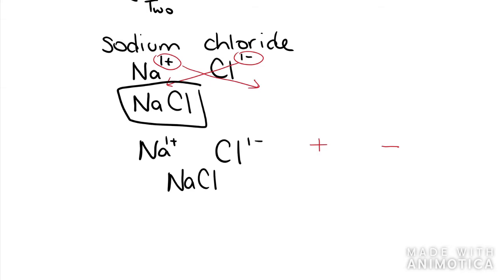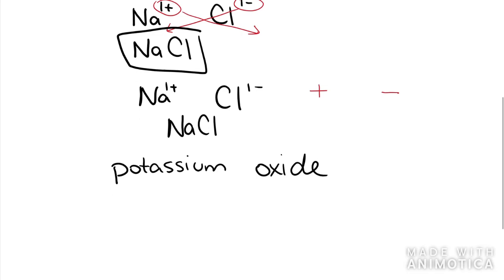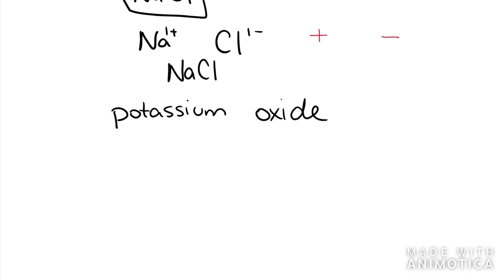This does get a little more complicated when we have things that we need to multiply. So let's try that next. Let's do potassium oxide. So potassium, if you look on your periodic table, is K with a charge of 1+. Oxide is oxygen, and it is, sorry, not 0, but O, and it has a charge of 2-.